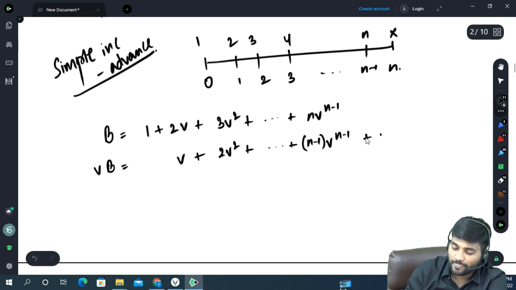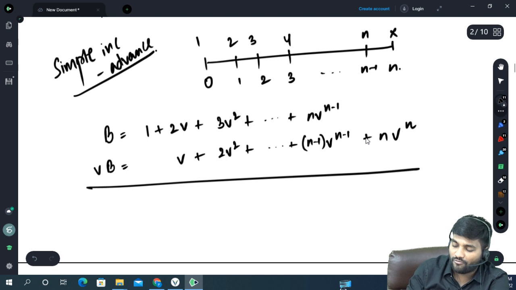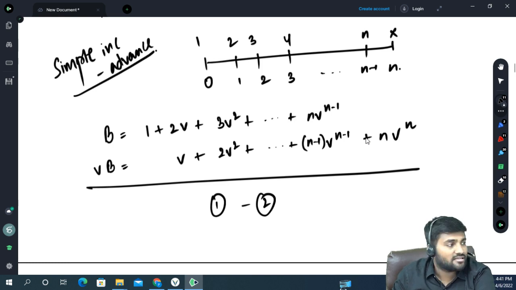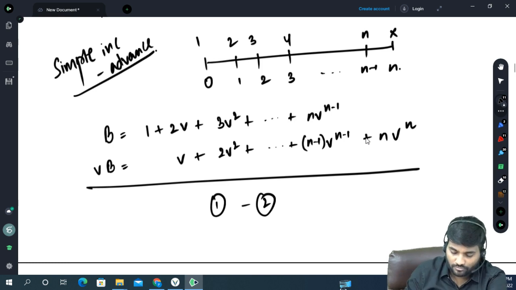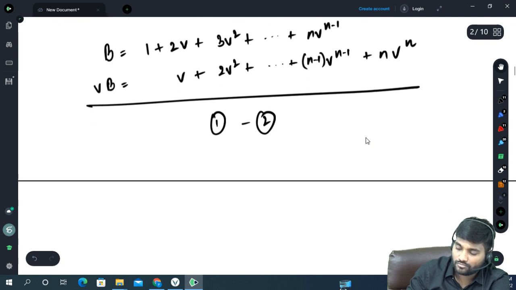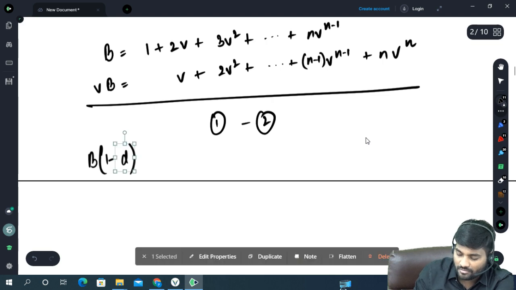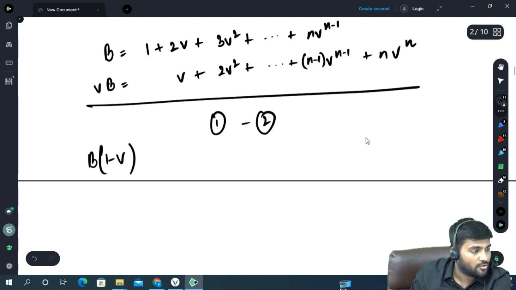Plus n v to the power n. So now we are doing 1 minus 2. Solve and get the answer. So now we are taking b common: 1 minus v, okay.